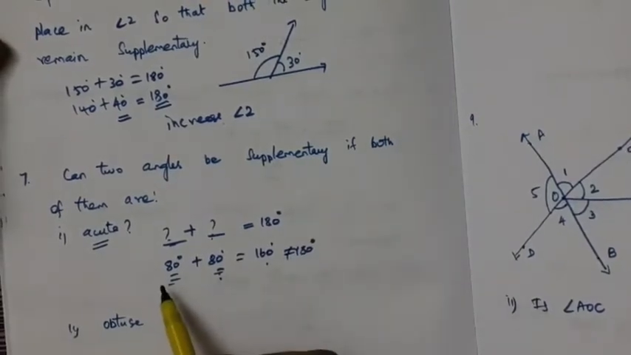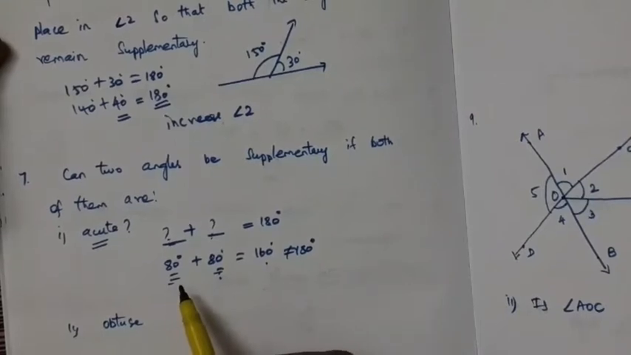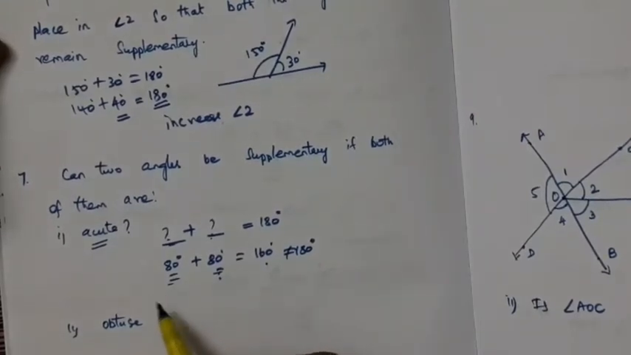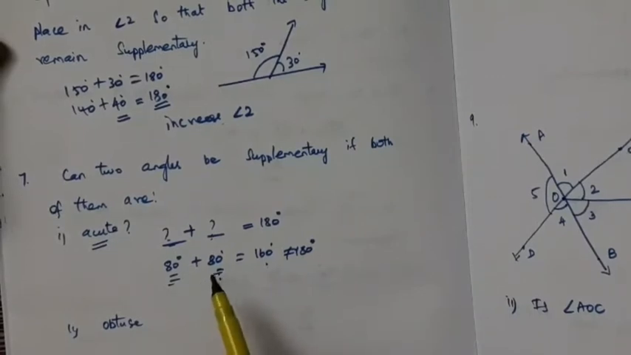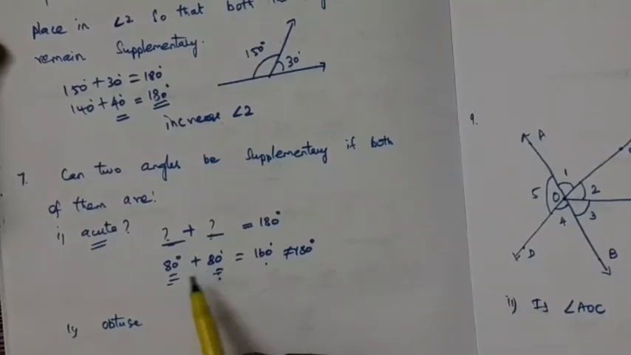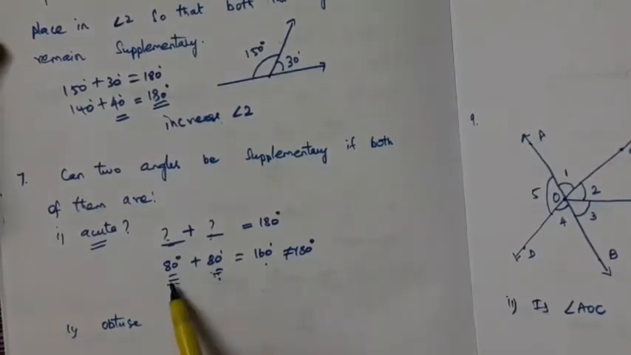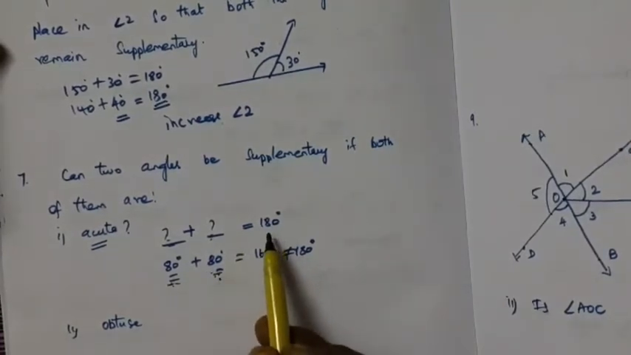Okay, so what are acute angles? Angles which is less than 90 degree are acute angles. You can take some more examples. For maximum you can go to which is less than 90 degree. So we can check to that number and you can see when you add two acute angles, they won't add up to give 180 degree.